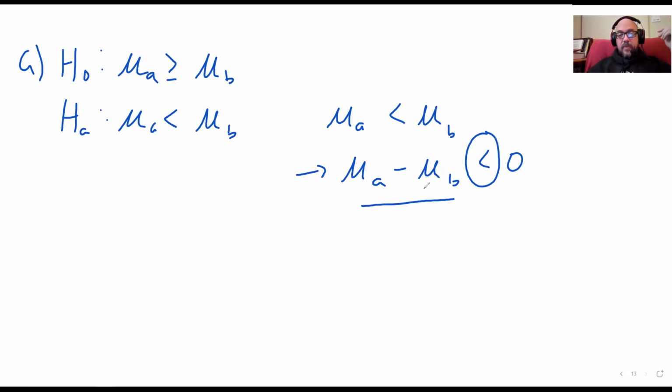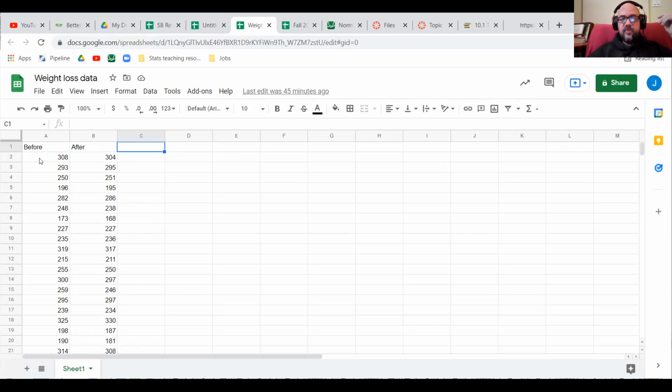So the reason I care about that is that I'm about to do some subtraction over here. I want to do after minus before for each one of these. So each of these is a person, right? This person started at 308 pounds, did the program, is now 304. So they lost 4 pounds. Good for them. This person started at 293, ended up at 295. They gained 2 pounds. Boom. So what I want to do is subtract each one of these. I'm going to do after, which is B, and before, which is A, which is oddly backwards. So I'm going to do B2 minus A2.